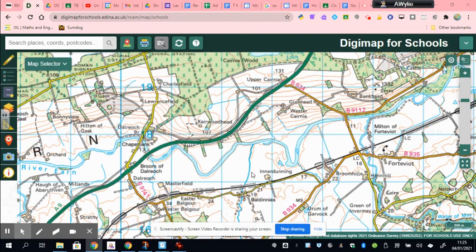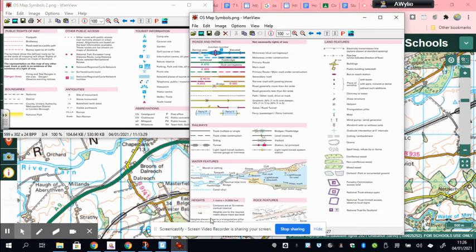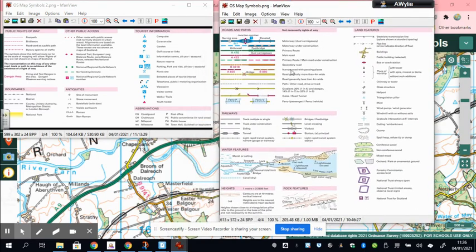Now, to answer each question, you'll not just have to pay attention to the video, but in the main assignment task, you'll need to open up the 2 links that should take you to map symbols like I'm showing you here. So these are all the Ordnance Survey map symbols that you'll find on an Ordnance Survey map.